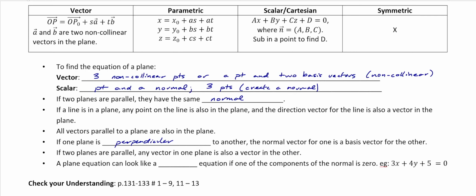And a plane equation can look like a line equation if one of the components of the normal is 0. Right? So for example, in this case, maybe the normal vector had a z component that was 0, so 3, 4, 0. And as you can see, that's your A, that's your B, that's your C, and if 0 times the z variable is present, then we won't write the z variable, and then we just have this right here. So that looks like the equation of a line, but it's also the equation of a plane.